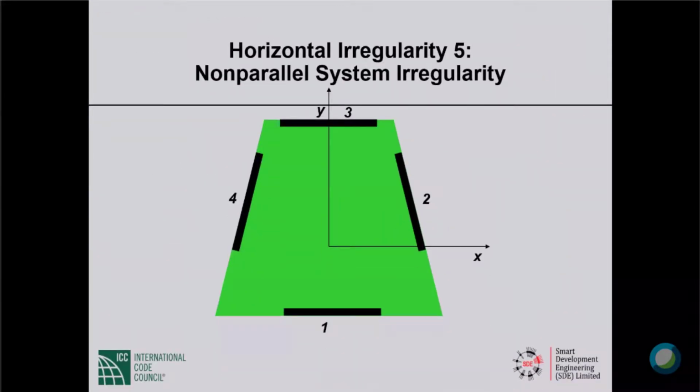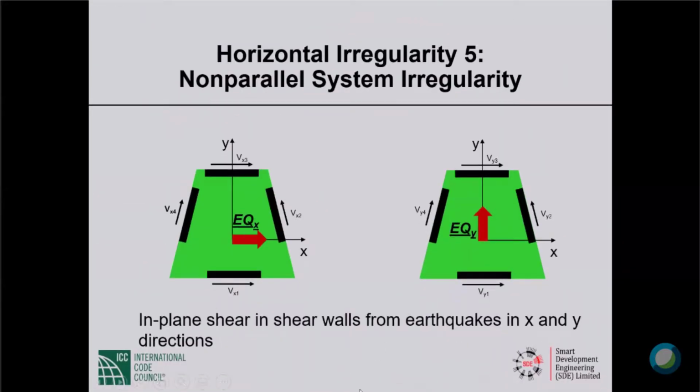So how does it work? We have this structure. Obviously, this shear wall and that shear wall are not parallel to that axis, so we have type 5 irregularity. Okay? This is earthquake X, this is earthquake Y.